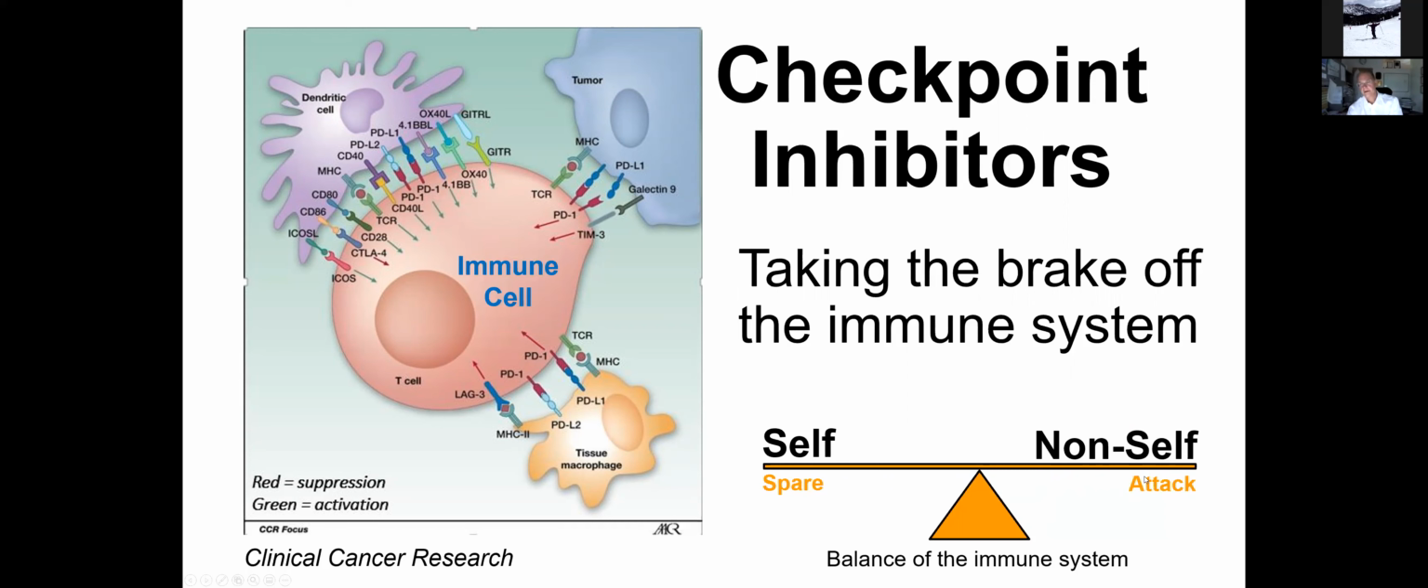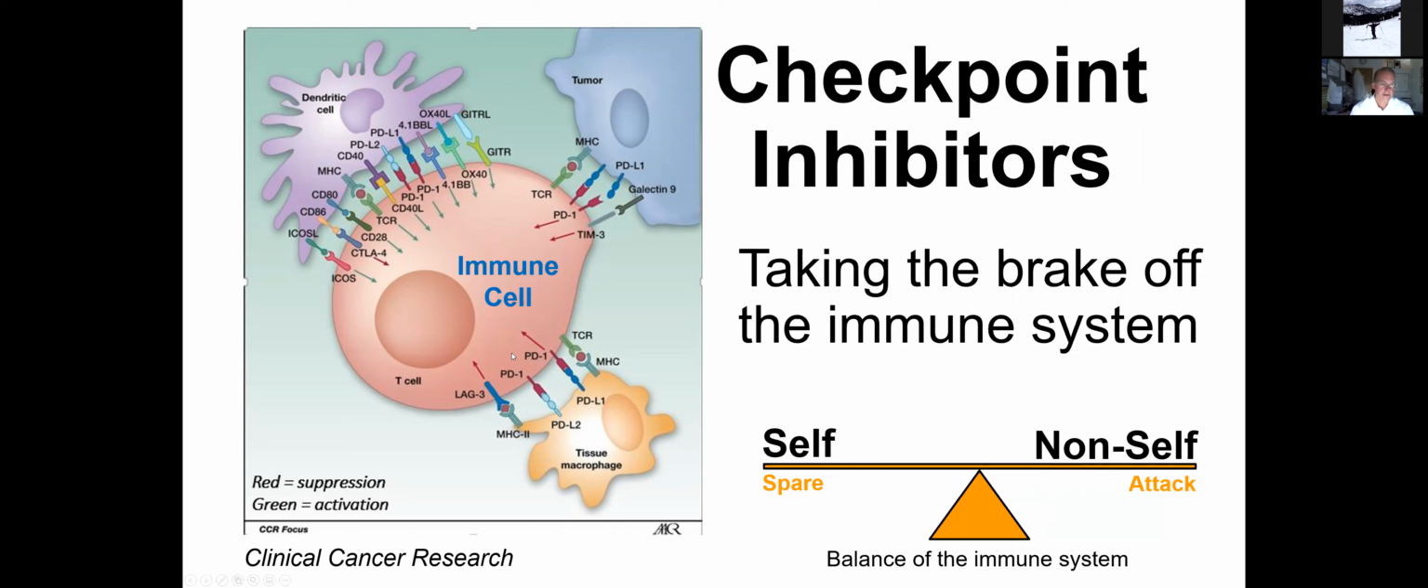At the same time, you have to attack non-self. So if you're getting infected by something, you want your immune system to attack. And we know that it's important for the immune system to attack cancer because patients who get organ transplants and are on chronic immune suppression will often have higher cancer rates. So clearly the immune system is playing a role.